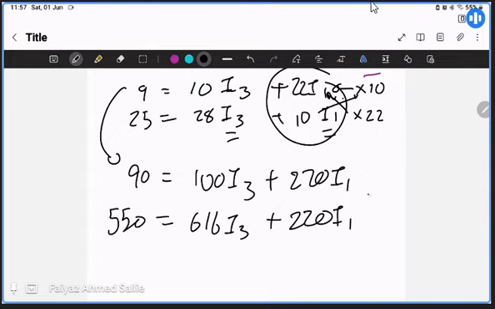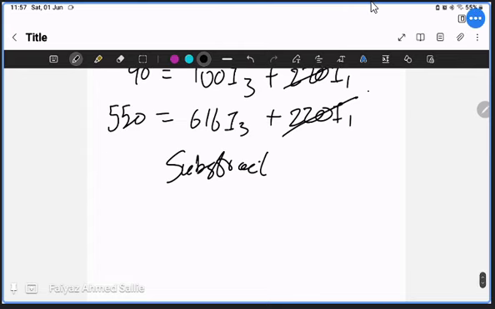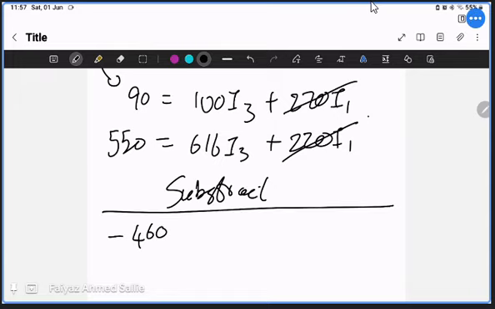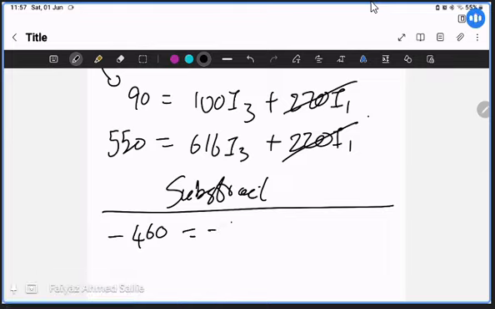So now we're going to subtract, so that's going to cancel. So we have 90 minus 550 equals negative 460, equals 100 minus 616, negative 516 I3.